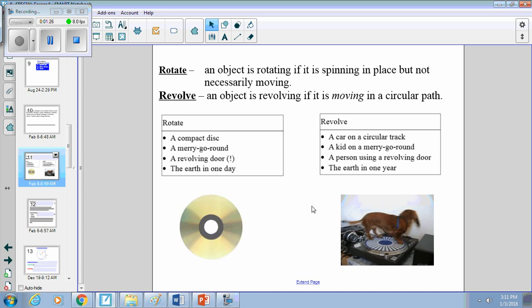Revolving is when something is moving in a circular path. So this is an object spinning. This is a dog revolving around a particular point. So examples, compact disc, merry-go-round, revolving door. I know that seems a little weird because it says revolving right in it. But a car on a circular track is revolving, a kid on a merry-go-round is revolving, the person using the revolving door is going to revolve. The door itself is not revolving. The door itself is just spinning.